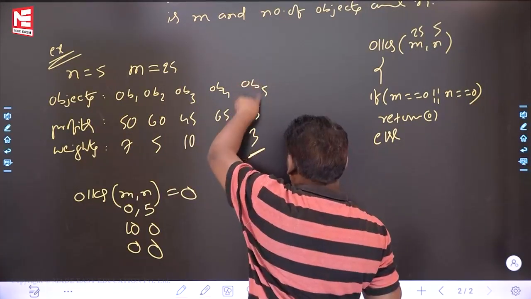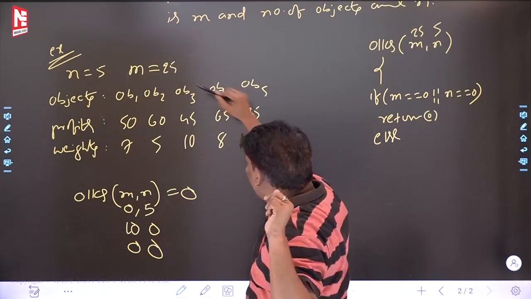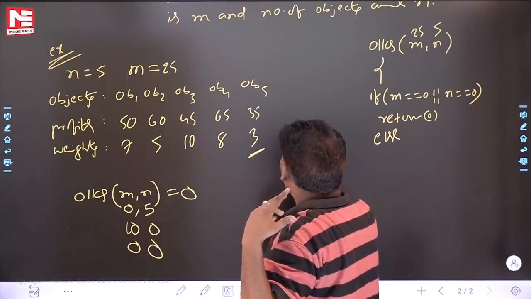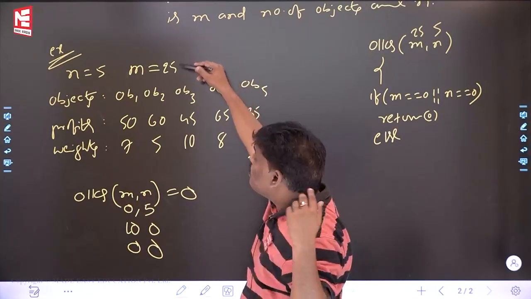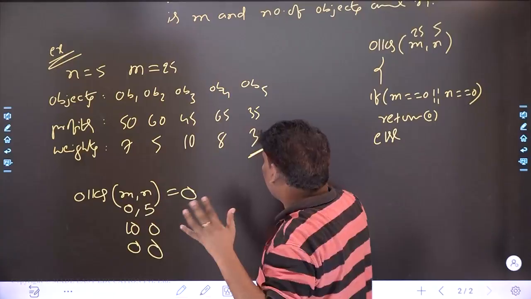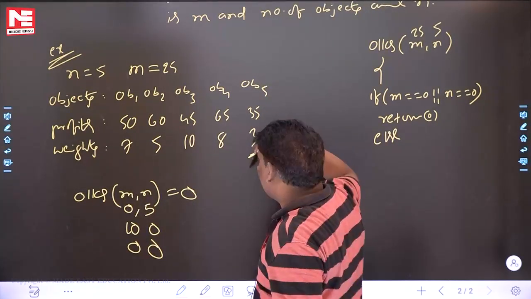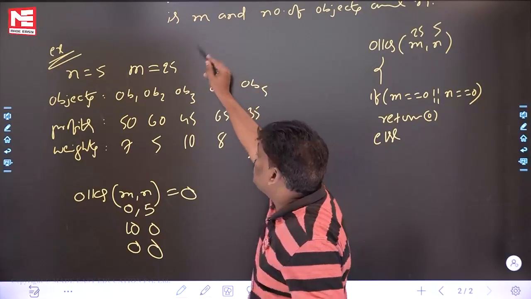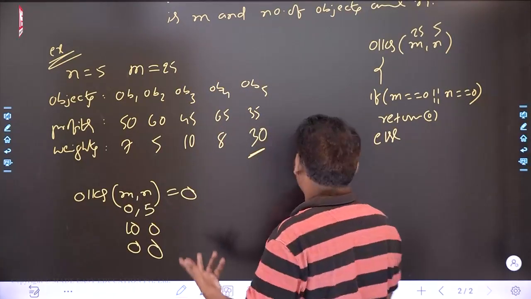You are at the 5th object, and the 5th object weighs 3. You have capacity 25. Can you take it? Yes, you can take it. Suppose assume you are at the 5th object, you have capacity 25, but this object's weight is 30. Can you take it? No. So this is the case.